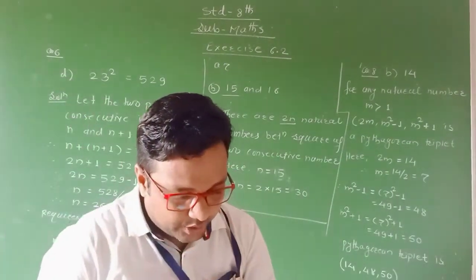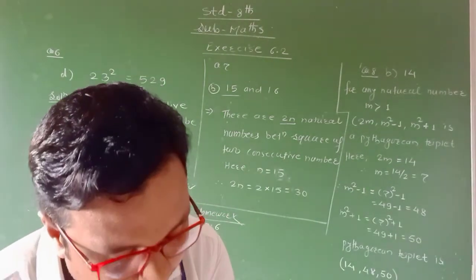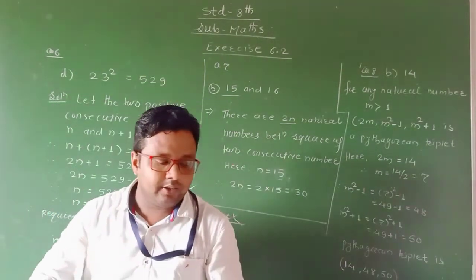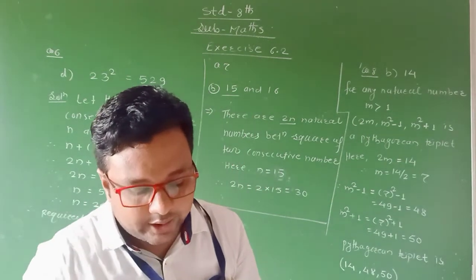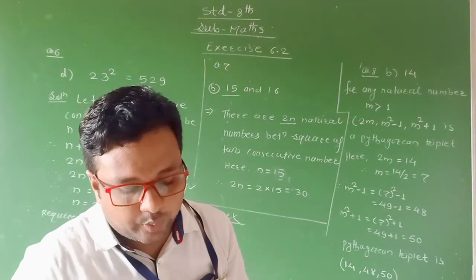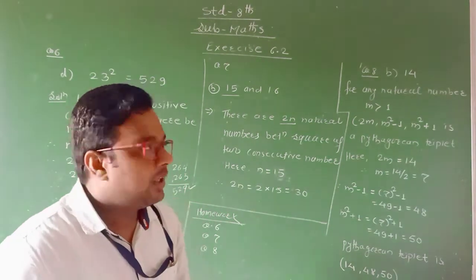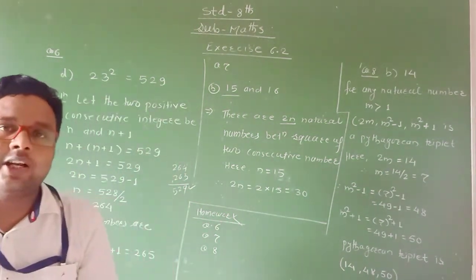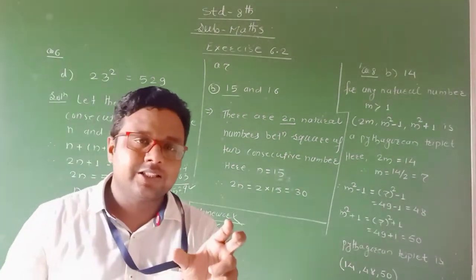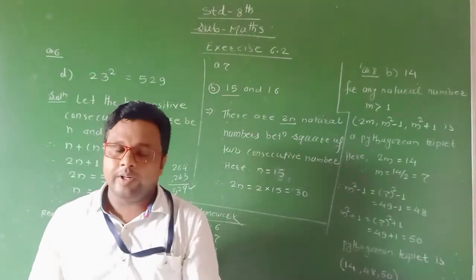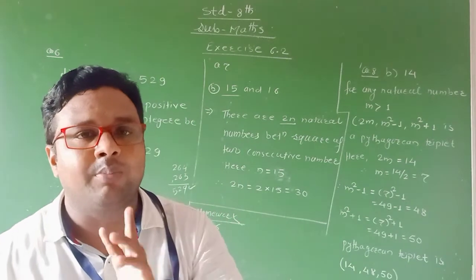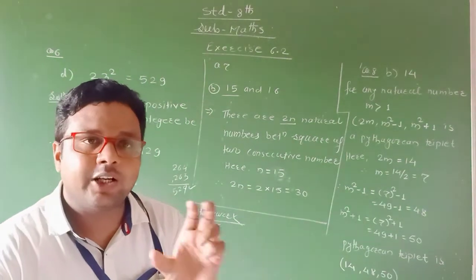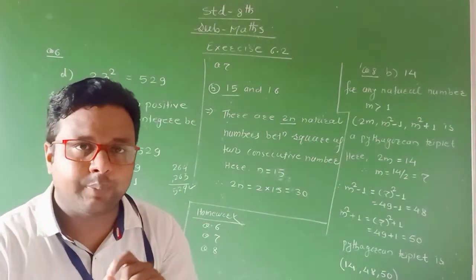Now see the next question, question number 8, about the Pythagorean triplet. The question is: write a Pythagorean triplet whose one of the members is given. Now, what is a Pythagorean triplet? This is a set of three numbers in which the square of the greatest number is the sum of the squares of the remaining two numbers. Then that set of three numbers is called a Pythagorean triplet.